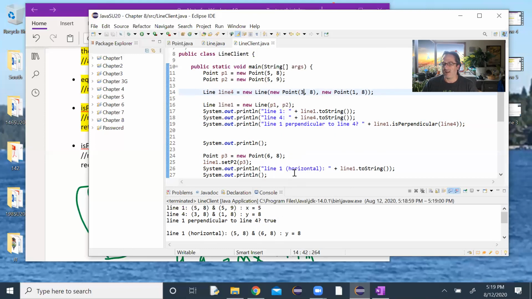And actually, I could get rid of all the rest of the testing because I can do all my testing here with line 1 and line 4, and maybe it's easier. But I'm just going to look at that first line. Okay, so we've tested almost everything. Let's go back and make this 5, 8, and 6, 10 again, the original line that we had for line 1, and this should now not be perpendicular.